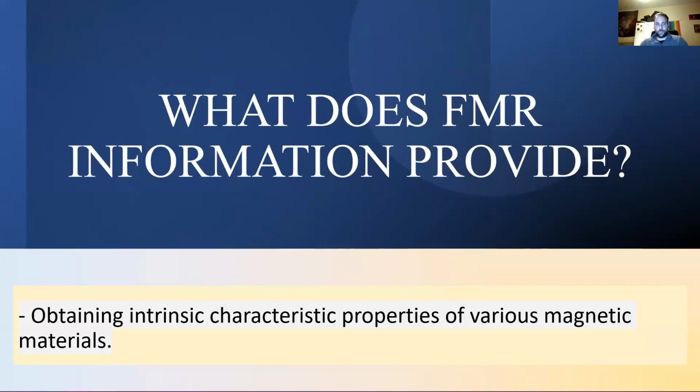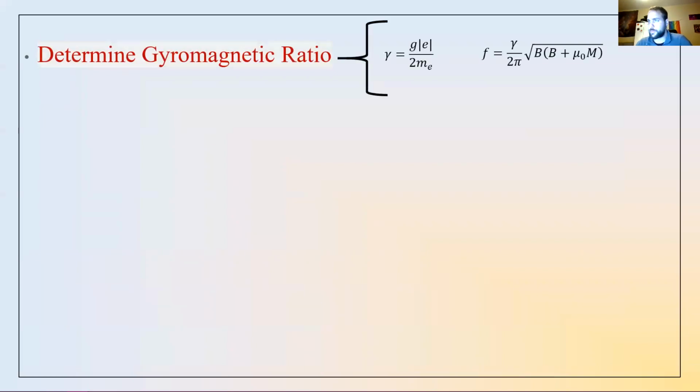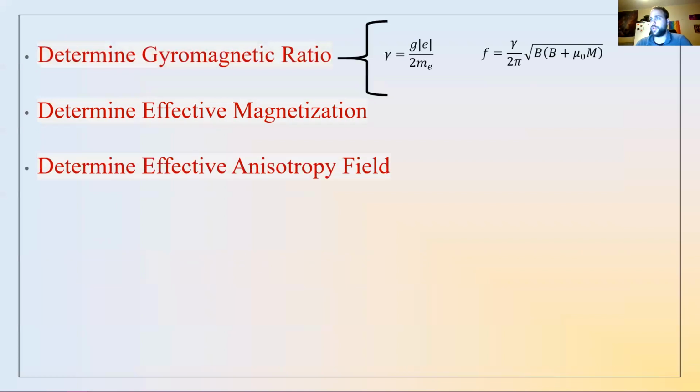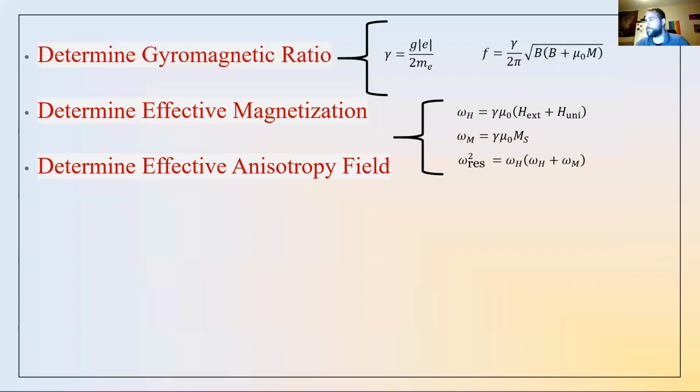Okay, so we have introduced ferromagnetic resonance theory and its analysis. Briefly, we will move through several headlines about what FMR is able to provide us. The first thing FMR provides us is that we can determine the gyromagnetic ratio. We can determine the effective magnetization and also the effective anisotropy fields from the fittings or the data analysis.